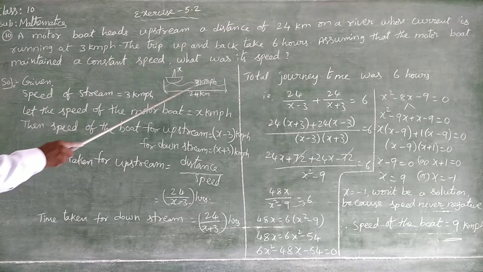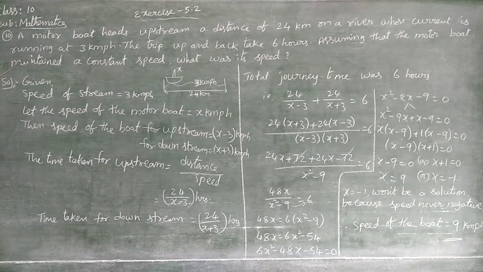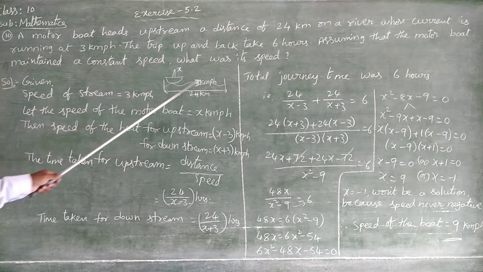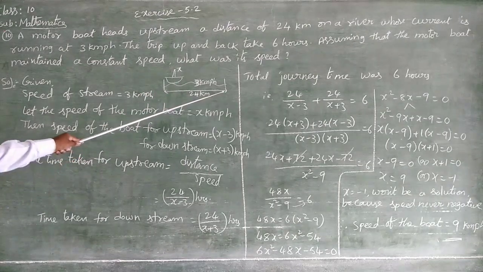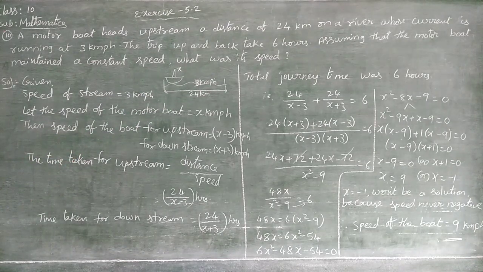Here is the stream. The current is running, he has given. The current is running means speed of the flow, or speed of the stream, speed of the water. He has given stream in the sense water flowing. So speed of the stream is 3 kilometers per hour. What is the speed of the boat? We don't know. The speed of the motorboat is x kilometers per hour. And the distance traveled in the motorboat is 24 kilometers for the down journey as well as the up journey.